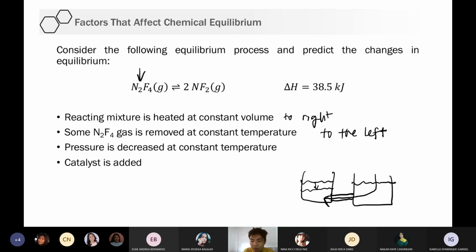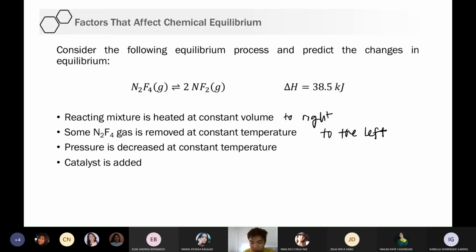So that's why if you remove N2F2 gas, the equilibrium will shift to the left now in order to re-establish the equilibrium. Imagine nyo na lang yung timba.